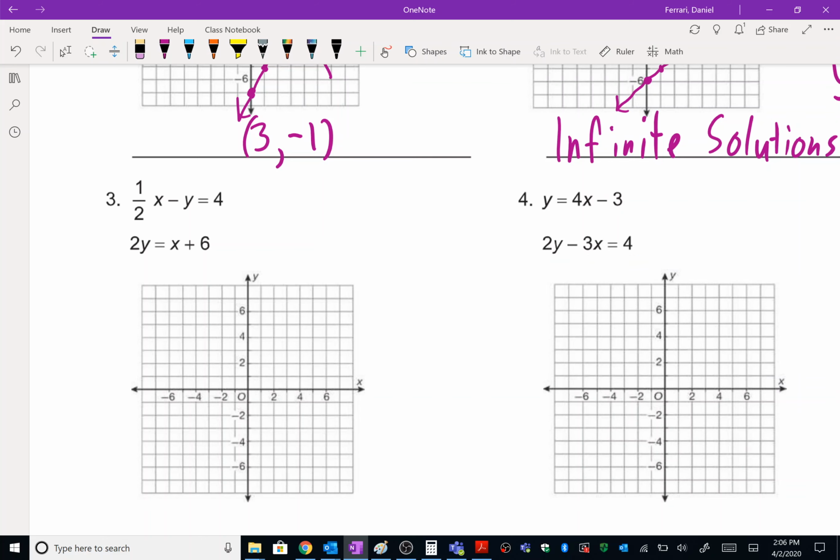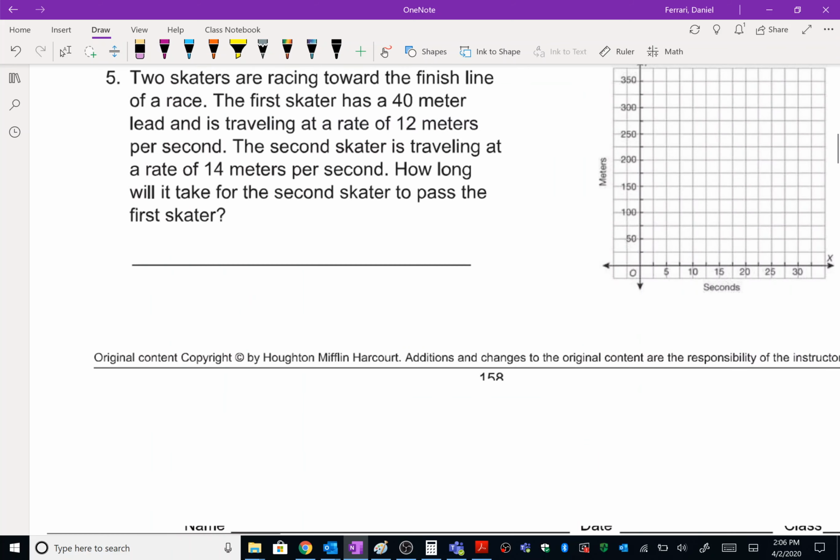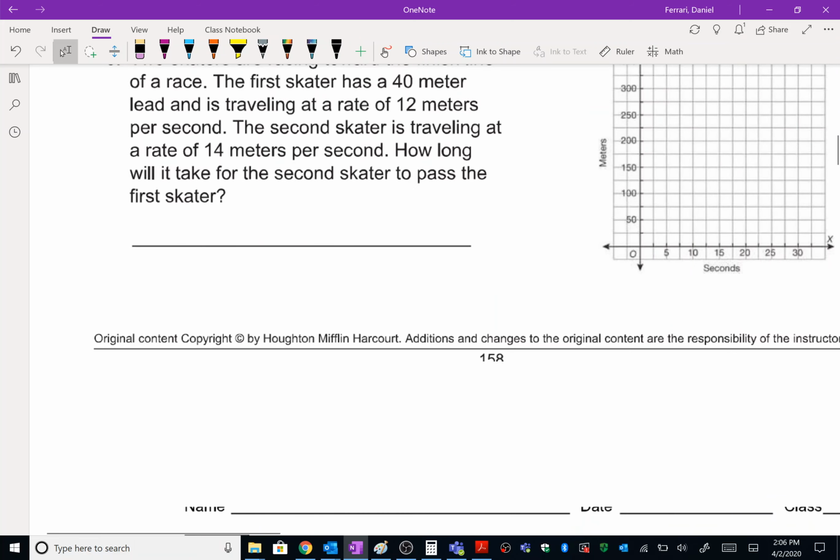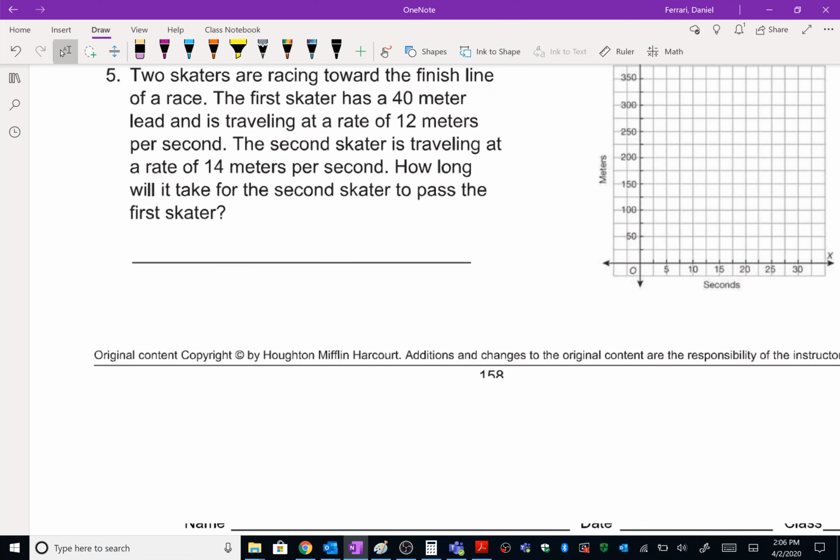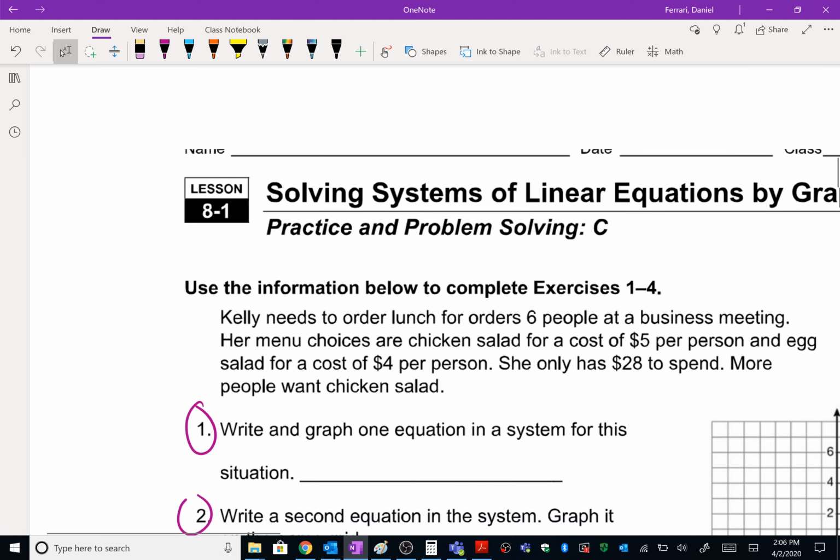All right, moving on to our next question. I'm going to skip number 5. We are going to do some word problem ones. I'm going to show you one of those, a harder one.